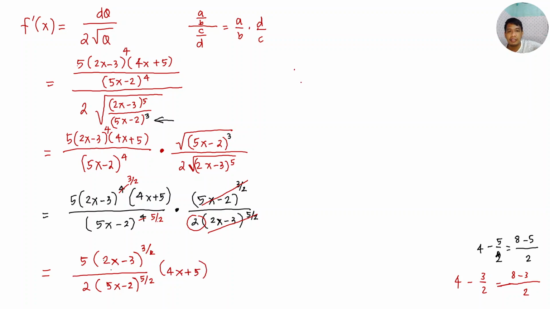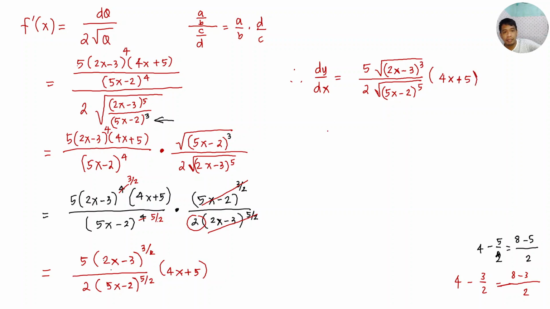So, therefore, ang ating derivative with respect to x is equal to 5 square root of 2x minus 3 raised to the third power over 2 square root of 5x minus 2 raised to the fifth power multiplied by 4x plus 5.